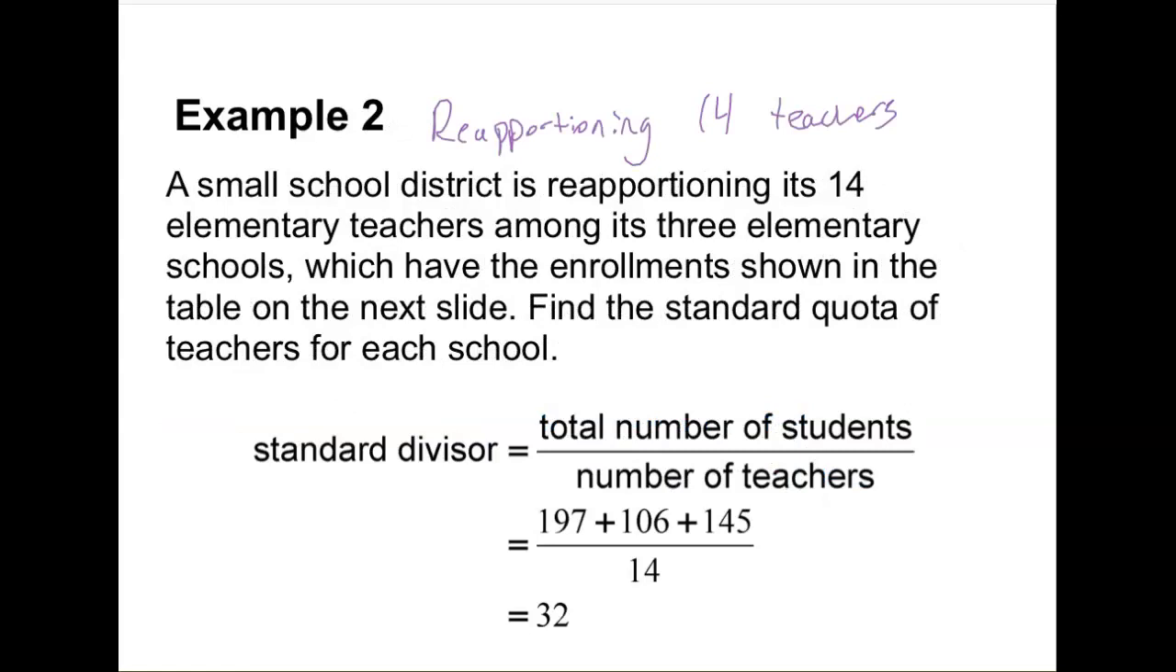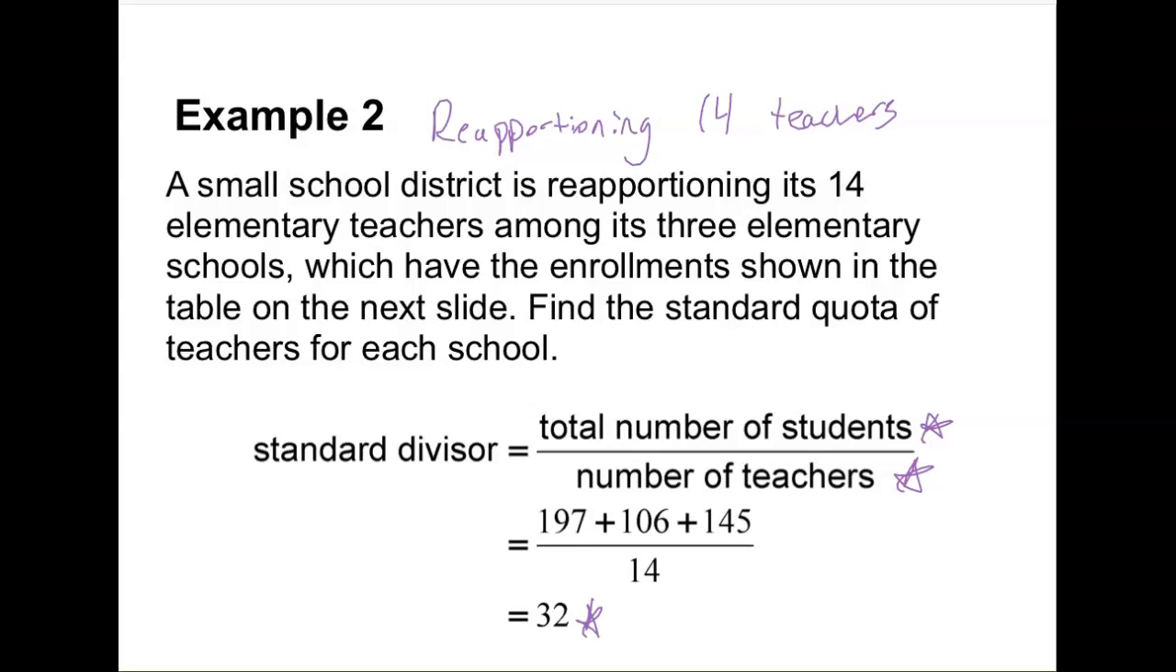And to find the standard divisor, you would take the total number of students and divide by the total number of teachers, which gives us a standard divisor of 32, right? So this is, again, an analog of, we took the total US population and we divided the number of seats we had to distribute in Congress or in the House. But in this case, we're just doing total of students divided by total number of teachers. That gives us our standard divisor.